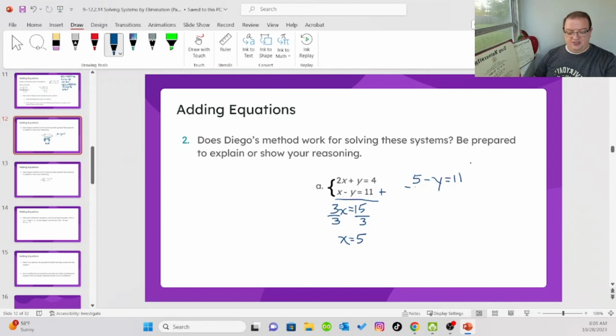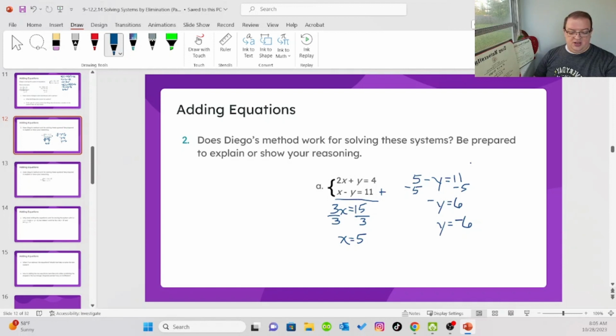The opposite of 5 is minus 5. And if I subtract 5 from the left, I must subtract 5 from the right. So if negative y equals 6, then y equals negative 6.